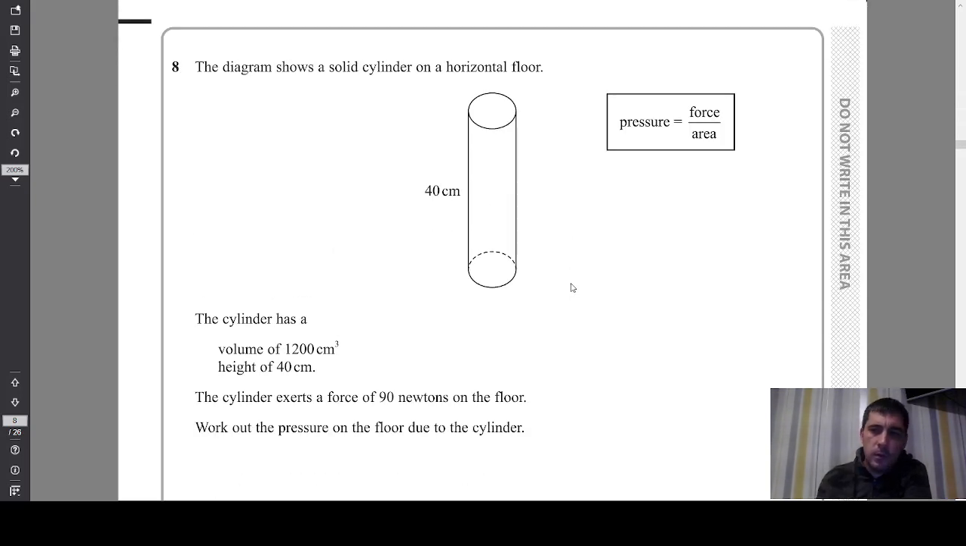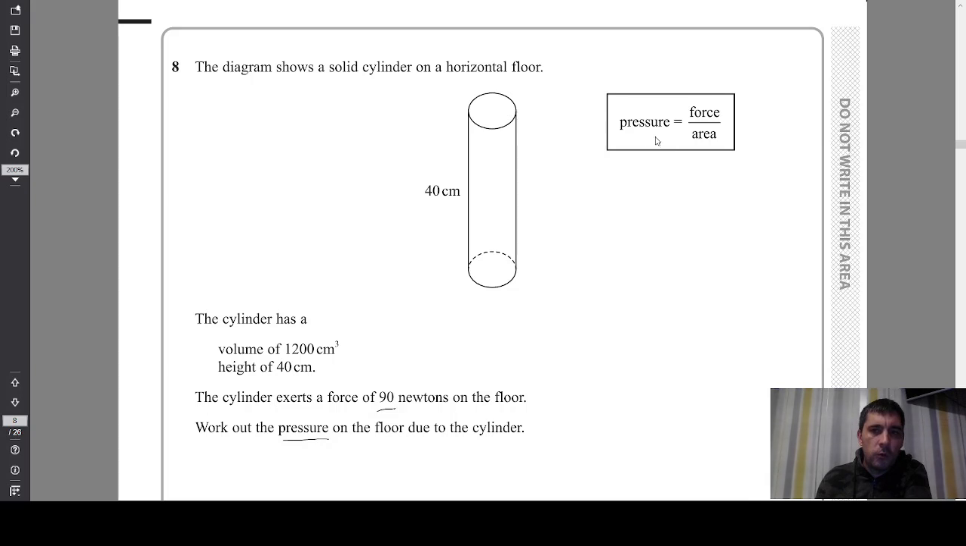Last question. The diagram shows a cylinder. You can see the height of the cylinder. It's given a formula for pressure, so force divided by area. The volume is 1,200, and the height is given as well. The cylinder exerts a force of 90 newtons on the floor. Work out the pressure on the floor due to the cylinder.